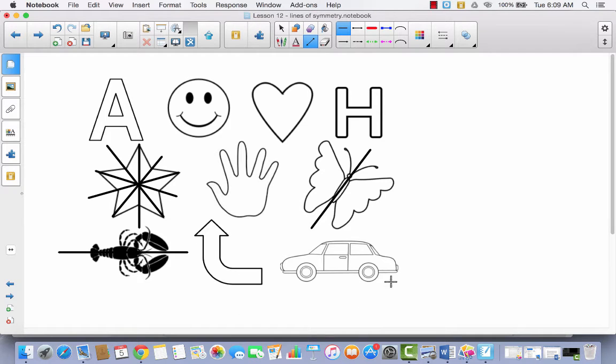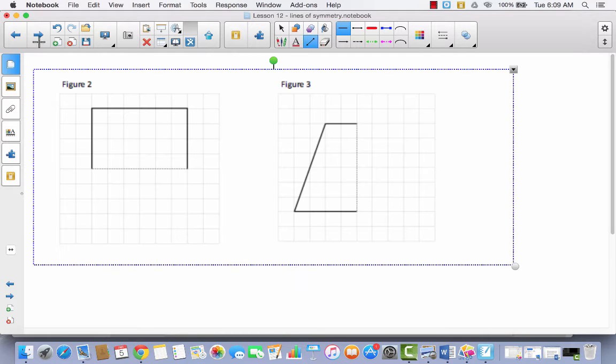What about the car? You may have thought that it had a vertical line of symmetry, but if you notice, the back of this car is not exactly like the front of this car. It's similar, but they are not exact. So this one does not have a line of symmetry.